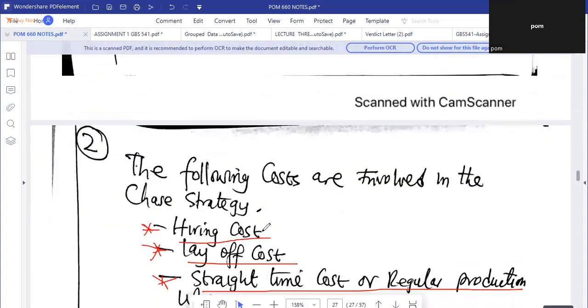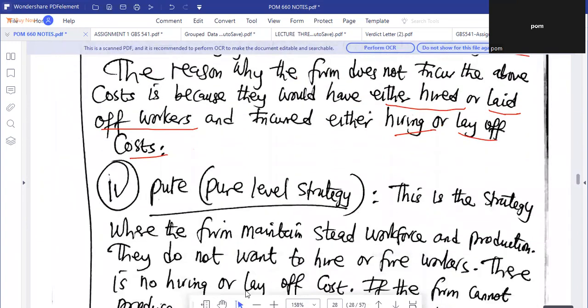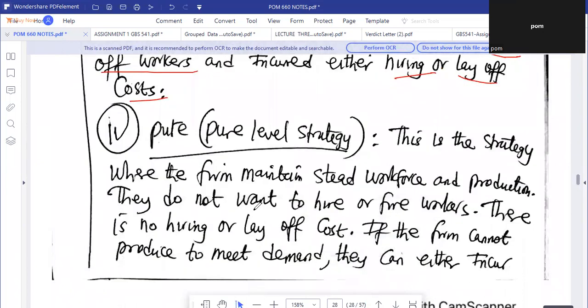So we can now build up a little bit. We get to the other strategy, the last strategy, the only two strategies I mentioned here in aggregate planning. The other one is the pure level strategy. It is a strategy where the firm maintains a steady workforce level. Maybe you have 10 workers at a firm, and you don't want to hire or lay off any of them, meaning that's a steady workforce. Now, what happens if they cannot produce to meet demand? It's up to you to determine as a firm.